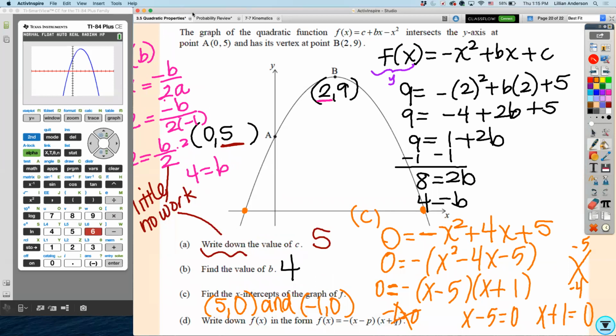So now it's just asking me to write in that form. Well, I have it right there. It's right there in its factored form. So my final answer for D, which I have 0 space for, y'all, and I'm sorry if I'm going everywhere with this, I don't have the space. But I'm going to put D right here. It's going to be f of x equals -(x minus 5)(x plus 1). That's my answer to D.